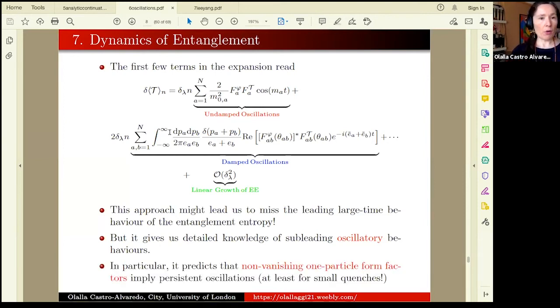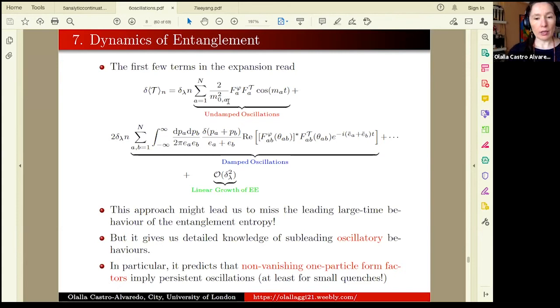So one important conclusion of all this is that if you have non-vanishing 1 particle form factors, then automatically you're going to have persistent oscillations. And this is something that has been observed also for other observables, not just for the entanglement. So this is interesting. There is an important change between having 1 particle form factors present and not having them in these behaviors.